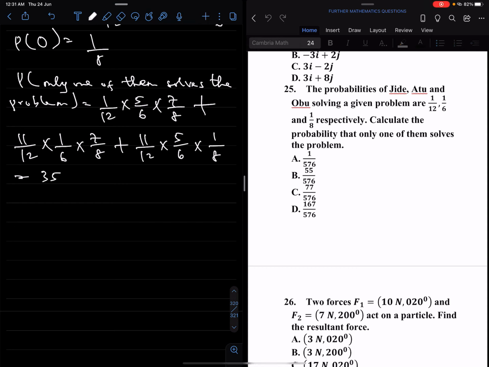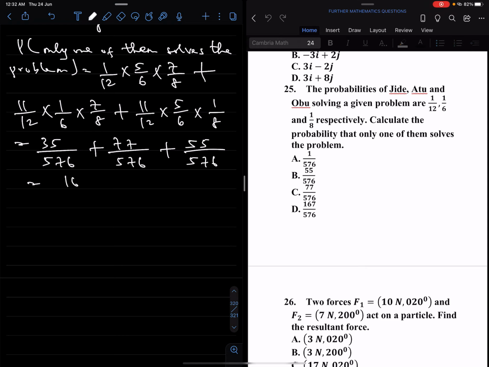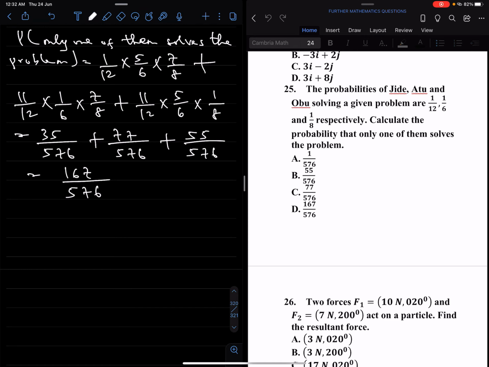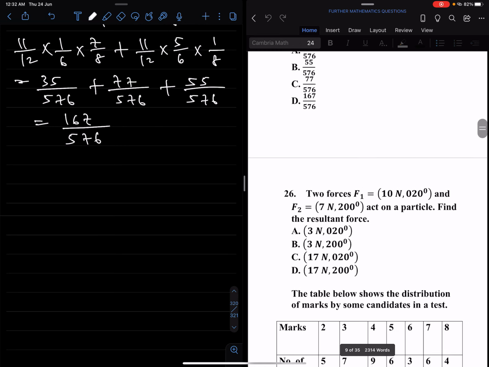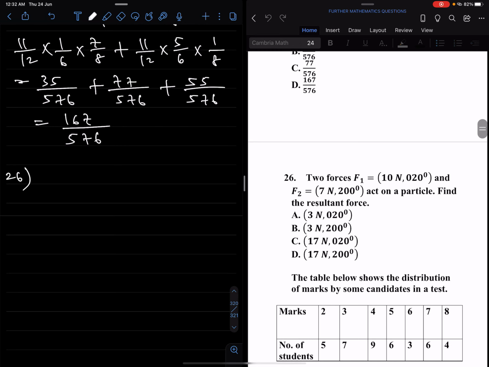35 over 576 plus 77 over 576 plus 55 over 576, which is 167 over 576, and that's the probability that only one of them solves the problem. Now to the next, which is number 26.